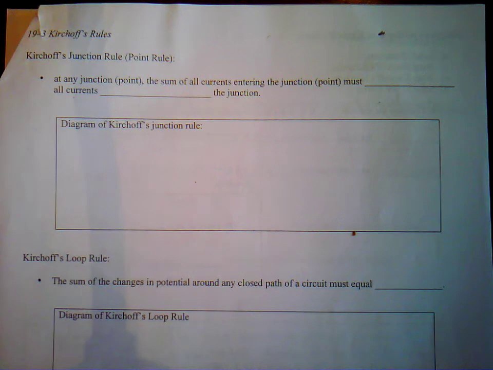For chapter 18 and 19, the topic is Kirchhoff's rules. Kirchhoff has two rules, a junction rule and a loop rule. We actually kind of hinted at both of these rules when analyzing other circuits that we completed, but now we're going to formalize this a little bit more.